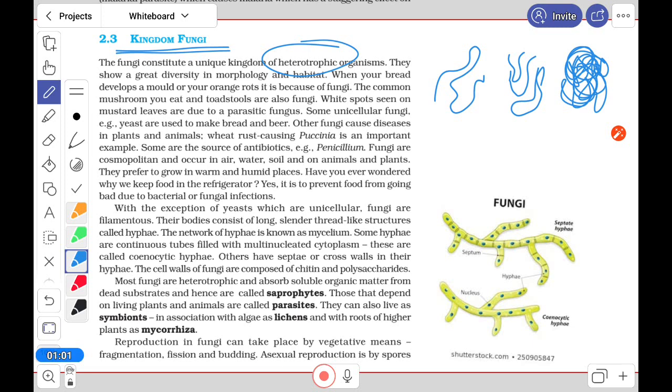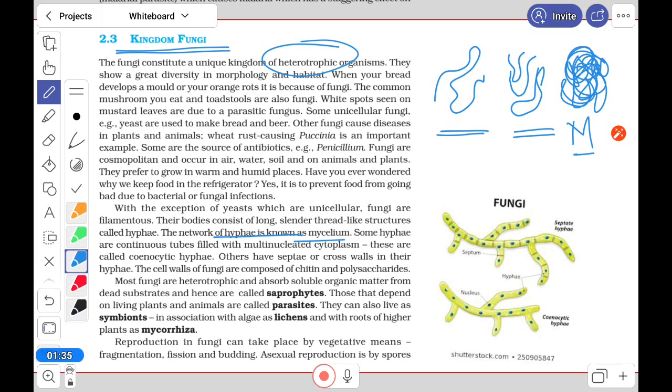Now, the basics here: we know about the network of hyphae and the mycelium. What is the concept of it? The hypha means one single hypha. When it is plural, it is hyphae. The hyphae, when they form a network, are called the mycelium. Here I am writing M, the mycelium.